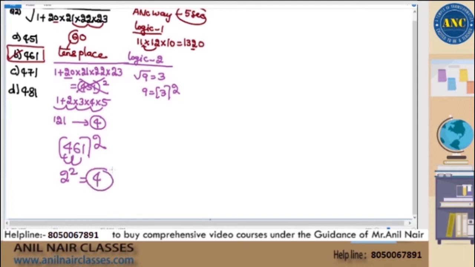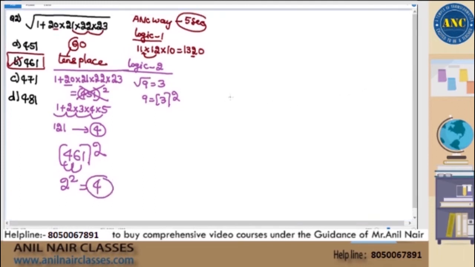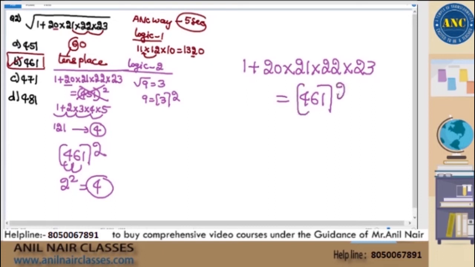Muthu and Mayur, you both don't have patience. What am I explaining? What are you doing? 1 plus 20 into 21 into 22 into 23, I removed the square root and I said it is 461 square. I removed the tens place. I hope it is clear, right, sir? Because unfortunately not many students are taught basic concepts, you are struggling.